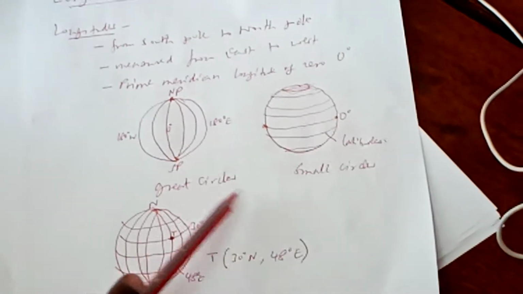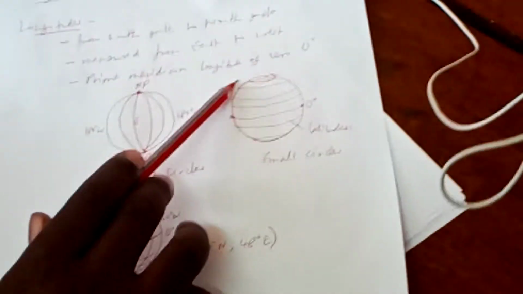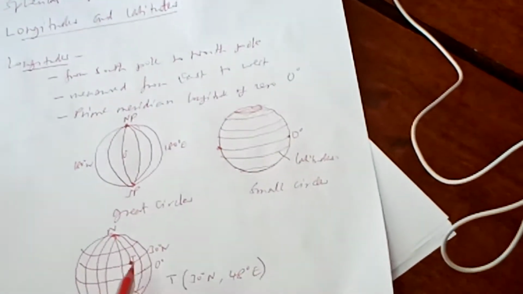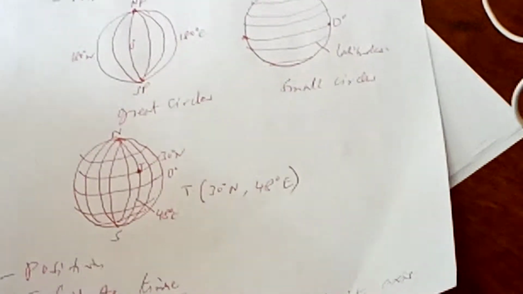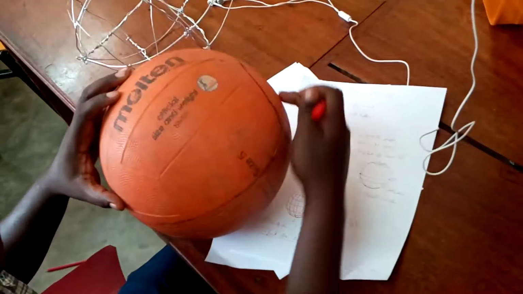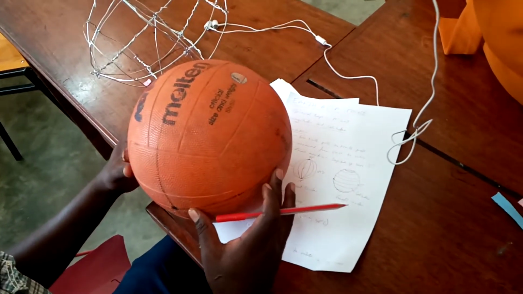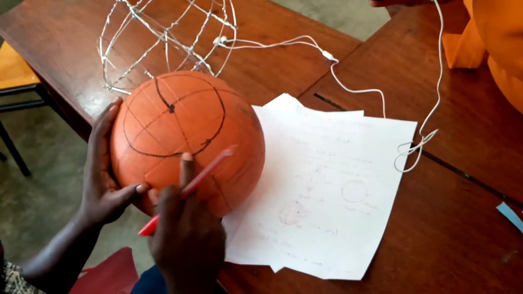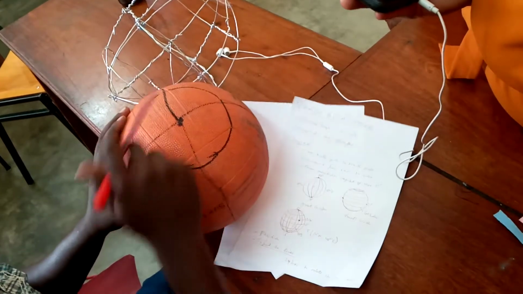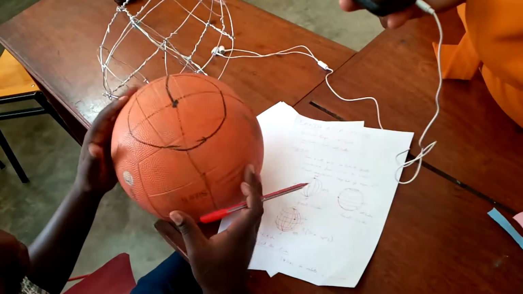Longitudes are great circles, while latitudes we call small circles, because some of them are small in rotation compared to the Earth itself. If you take this ball here, the latitude which is crossing like this one is a great circle because it has the same circumference as the ball. But a latitude like this one is a small circle because its circumference is small compared to the ball.